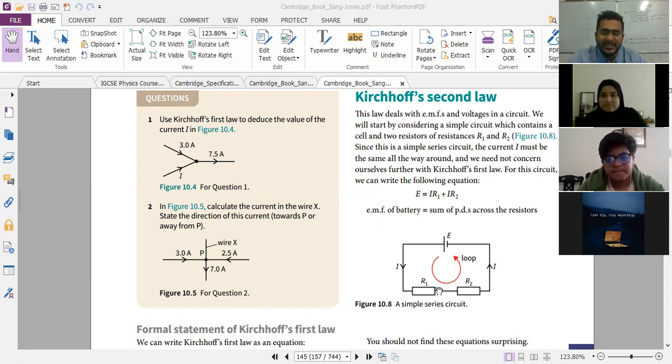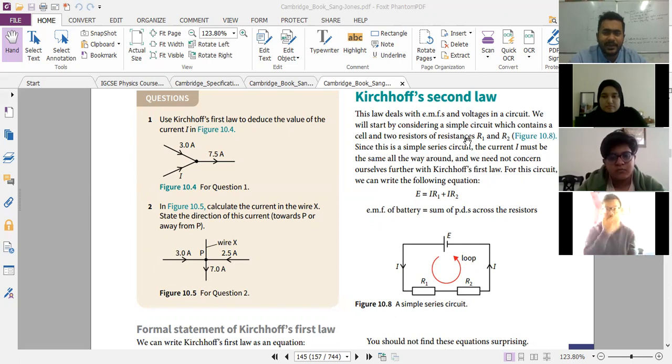Yes. So since this is the only direction, there is only one loop. A loop is something you can call a complete chain, a complete circuit, a complete connection. If there is a single complete connection like this, we call it a complete loop. So for this complete loop, there is only one loop here. There is no other loop. Since there is only one loop that current is passing through, it is a series circuit. That is why it says here, since this is a simple series circuit. So why is it a simple series circuit? Clear?